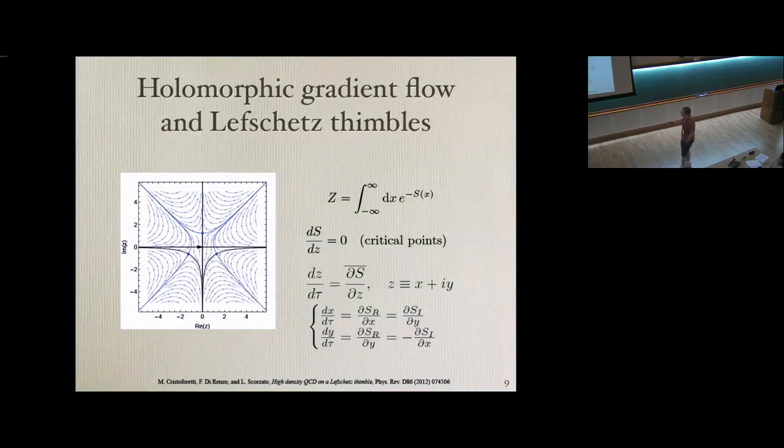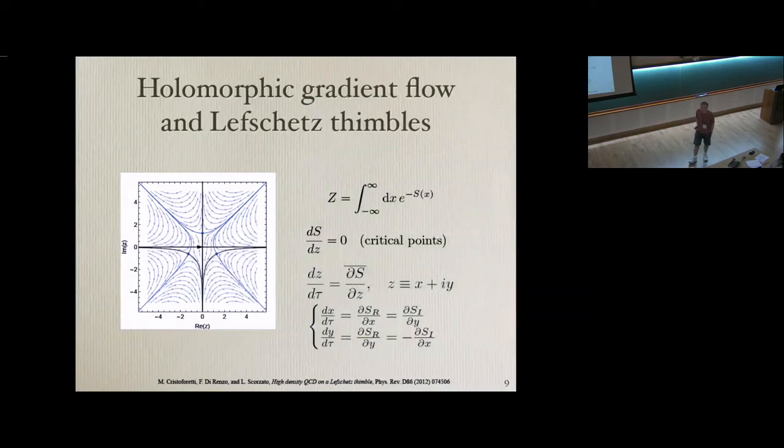One particular proposal by Cristoforetti, Di Renzo, and Scorzato was to use a deformation of the contour that uses thimbles. Now, we heard a lot in the school about thimbles. They are intimately connected to, first of all, the saddle points, which we call critical points. For the action that I showed on the previous slide, the action was quartic, so this equation for the critical points has three solutions, so there are three saddle points or critical points. They are not real, they are in the complex plane. And what I'm showing here are the three critical points.